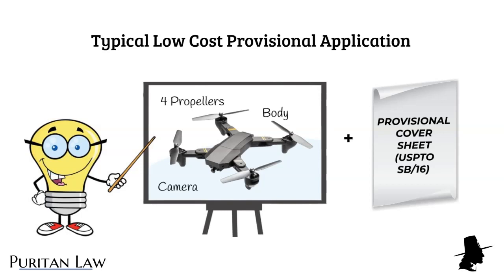Let's consider this example. Here, the inventor gave the attorney a presentation. The presentation might have some pictures and a few descriptive terms, like propellers or body, to describe a new concept for a drone. Some attorneys simply attach the inventor's presentation to a provisional cover sheet.